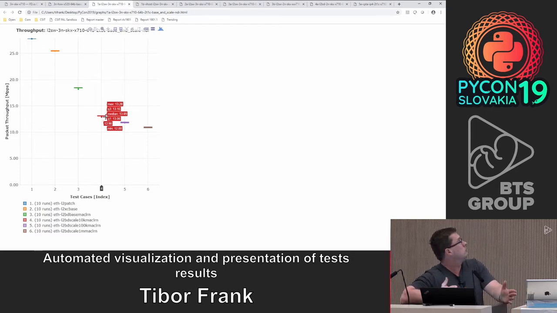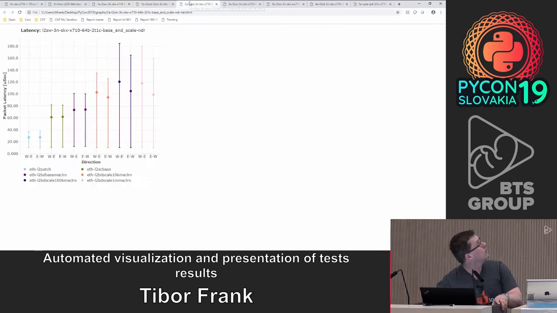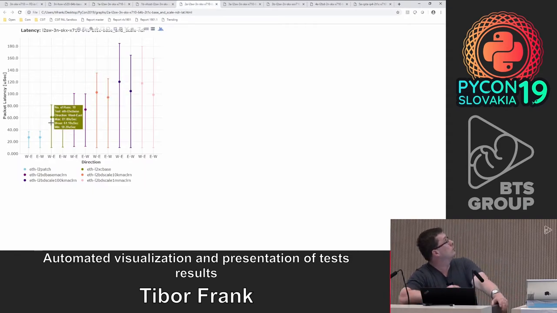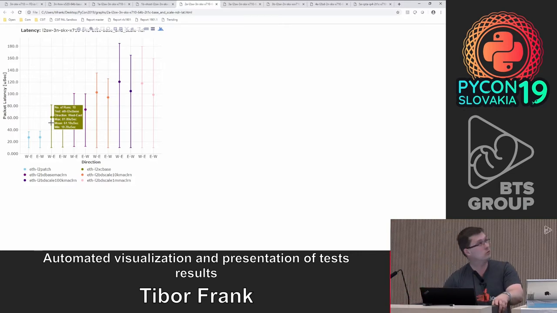Here is listed everything you need to know about the test results. The legend includes also the number of runs, because sometimes tests can fail, so there will be not 10, but only 9 runs. Latency, there's a little bit more information. There's also direction, test name, and the measured and calculated values.